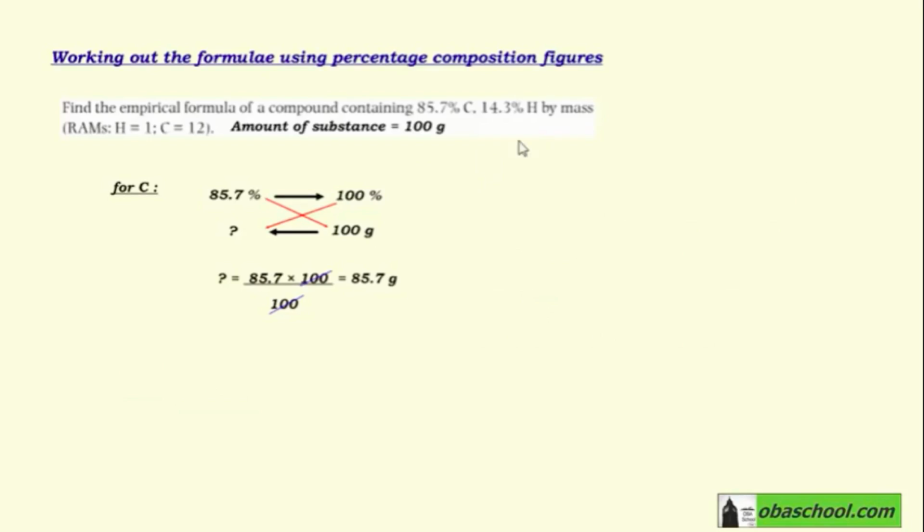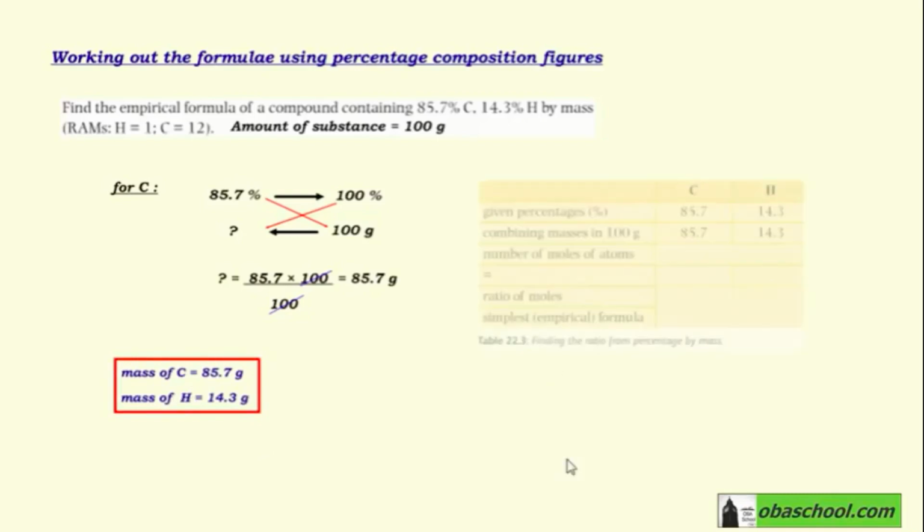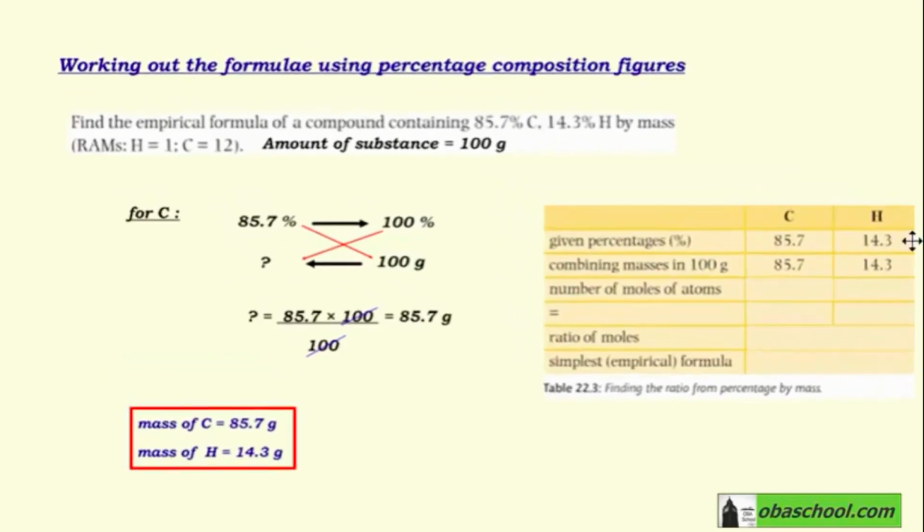Similarly, for hydrogen, I will apply the same way. So I will get 14.3 grams. So these are the masses of carbon and hydrogen. In this table, I will put the given percentages and the masses I obtained in 100 grams. So for carbon, it's 85.7 grams, and for hydrogen, it's 14.3 grams.